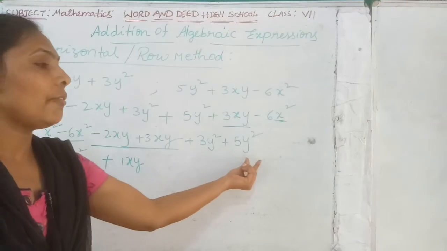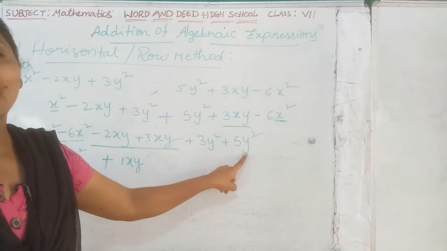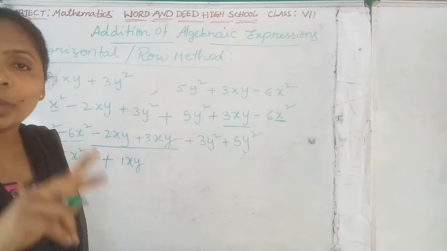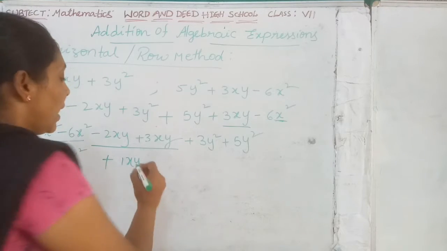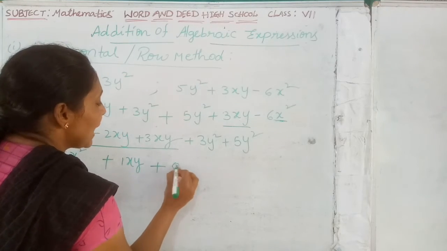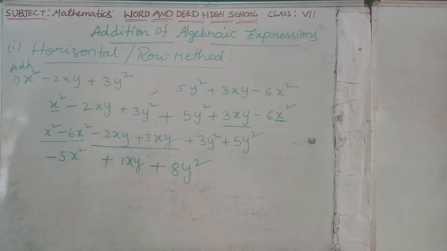Okay, next. Y square. Both are positive. See, plus 3y square plus 5y square. So, both positive means what do we have to do? Addition. So, 3 plus 5, 8. So, plus 8y square. So, what do we get, children? Finally, one expression: minus 5x square plus 1xy plus 8y square.